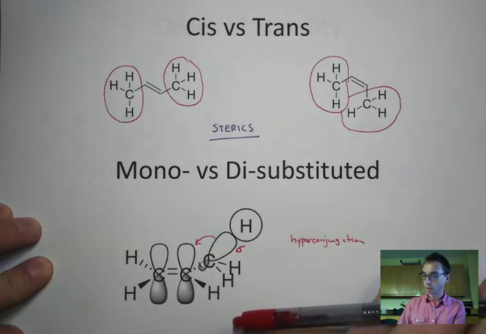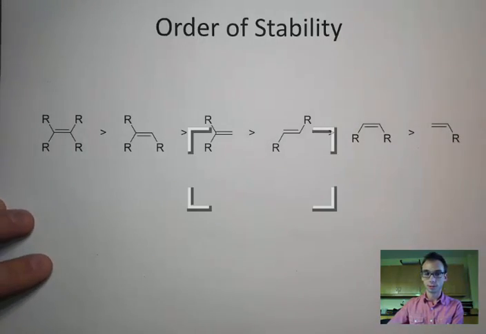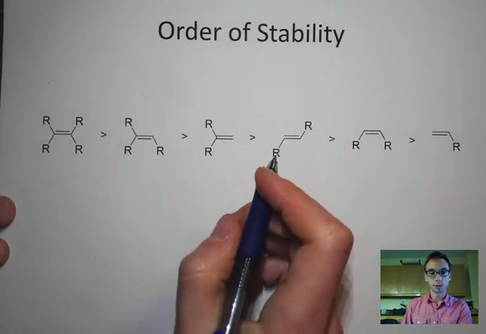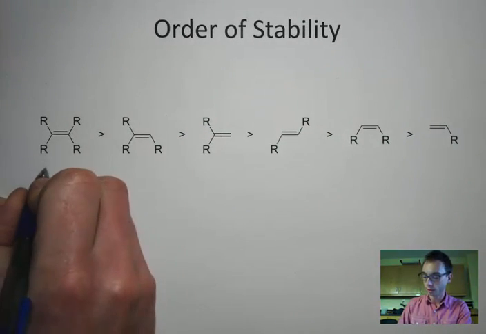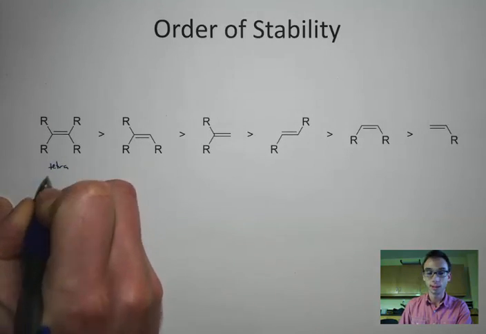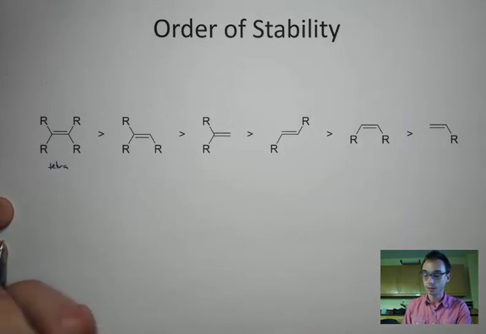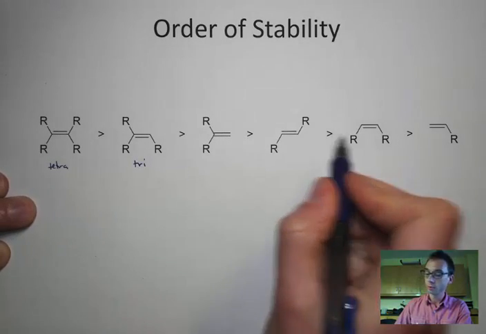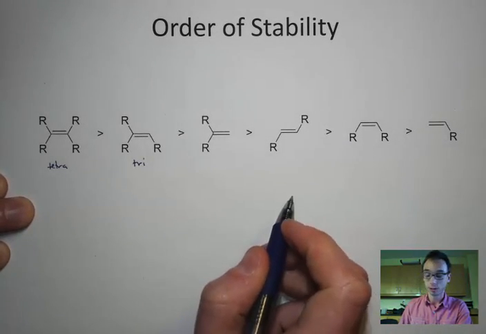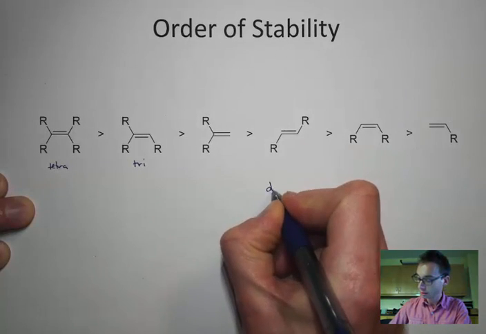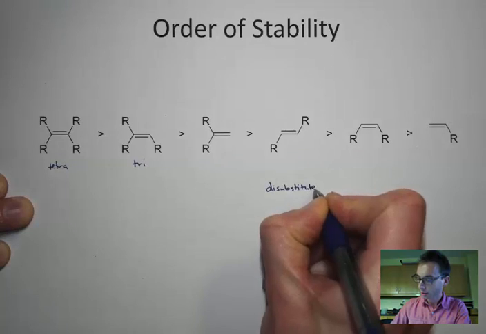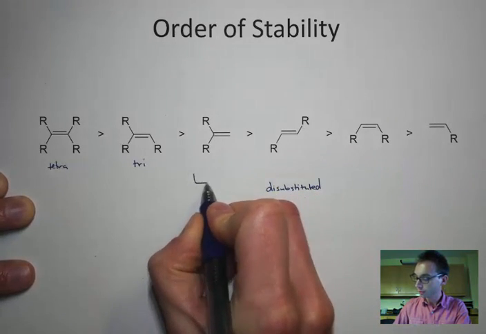Okay, so let's just look at an order of stability for alkenes. So the more substituted, the more stable. So this is a tetrasubstituted alkene, which is the most stable type of alkene, followed by a trisubstituted. And then we have three different possibilities for disubstituted alkenes. So these are all disubstituted. And it turns out that there is an order of stability for these.